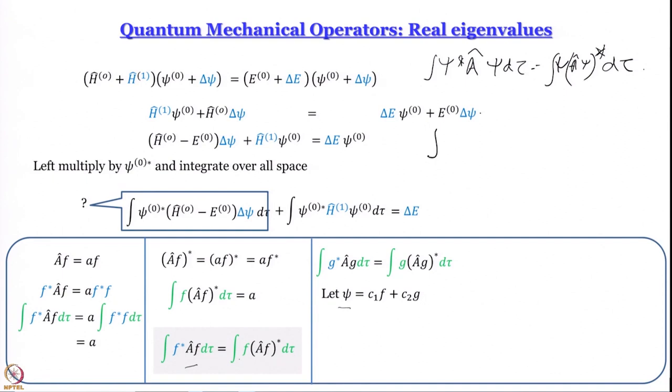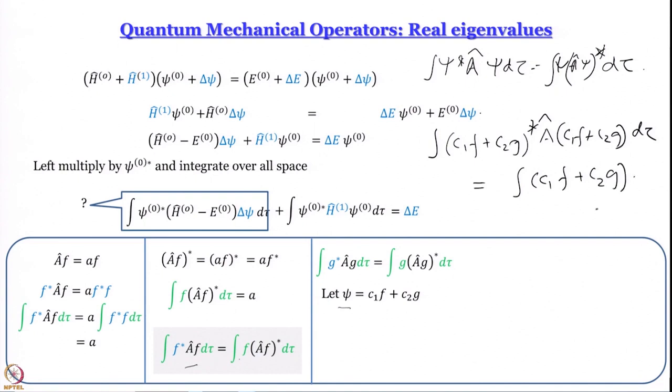Instead of this, I will write integral c1 f plus c2 g star a hat operating on c1 f plus c2 g d tau is equal to integral c1 f plus c2 g multiplied by a hat operating on c1 f plus c2 g full star d tau. Okay. And then what we do is we expand this.